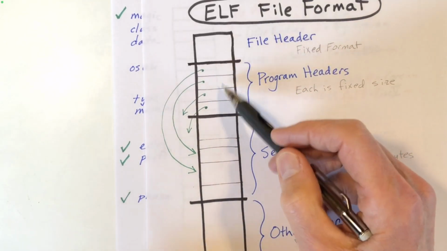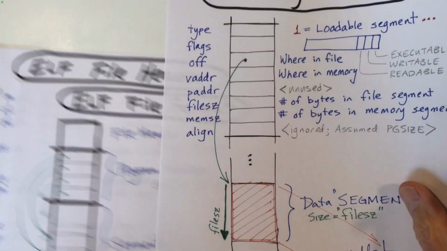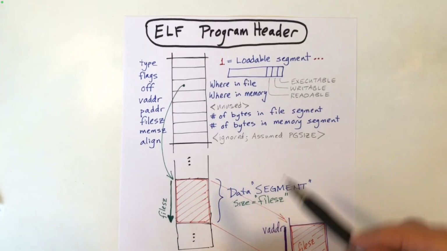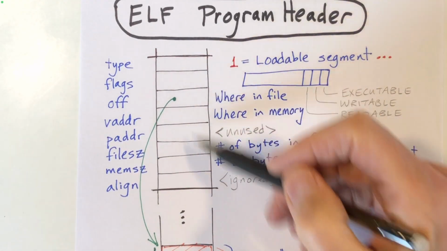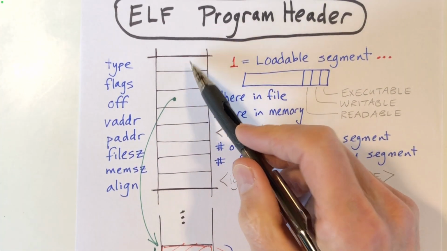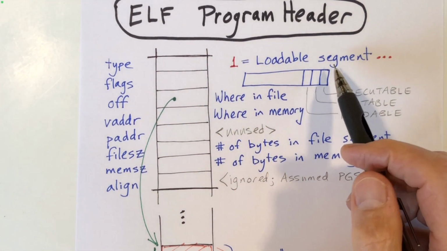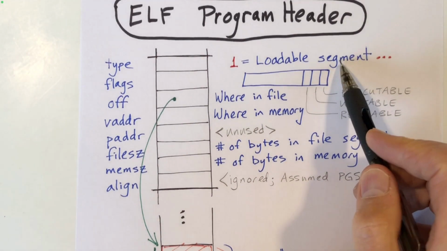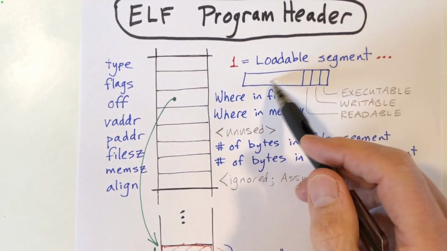So we have, in this example, 4 of them, and each one of these things has a fixed format, and here I'm showing the program header structure. It has a number of fields, and as I said, it's a fixed size. The first field is the type field, and there are a number of different types, but we will only be concerned with loadable segments. That's indicated by a code number of 1.